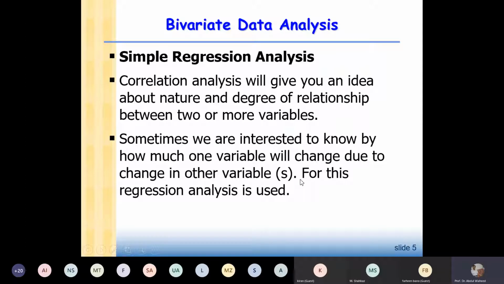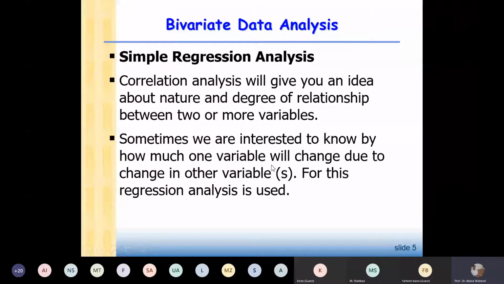So sometimes we are interested to know the change in a variable due to change in some other variable. So for this we use the regression analysis. And if we get a regression equation, then we can use that regression equation to predict the future value. So in regression analysis, because it's a bivariate data analysis, we will discuss first the simple regression analysis. In a simple regression analysis, there are just two variables.